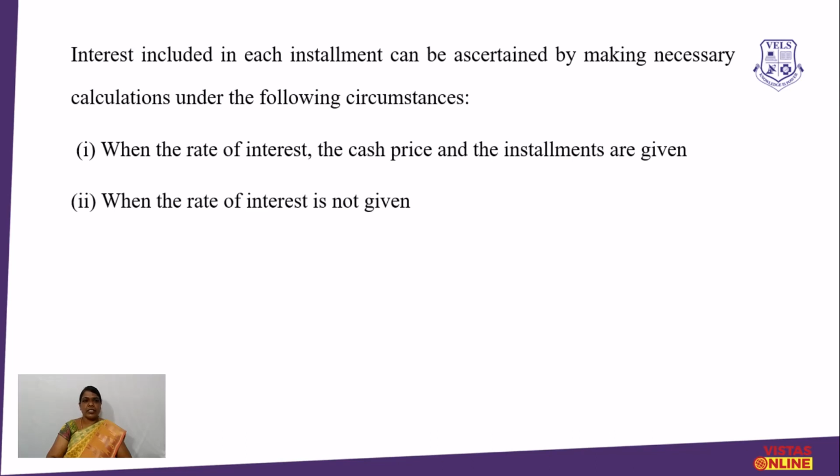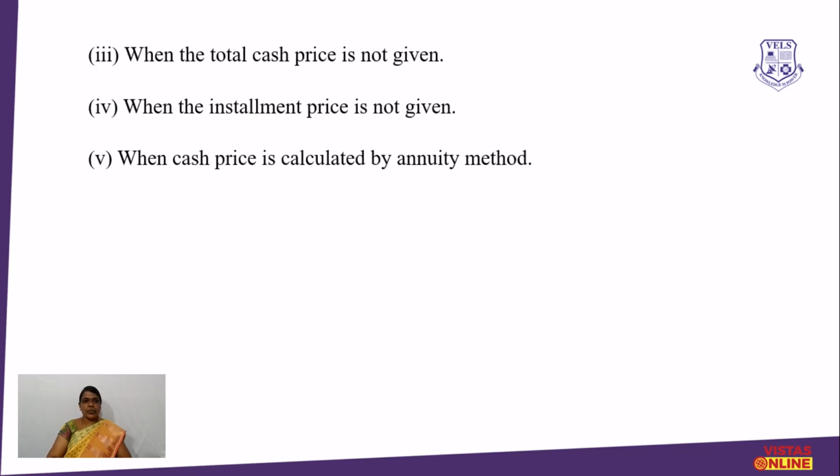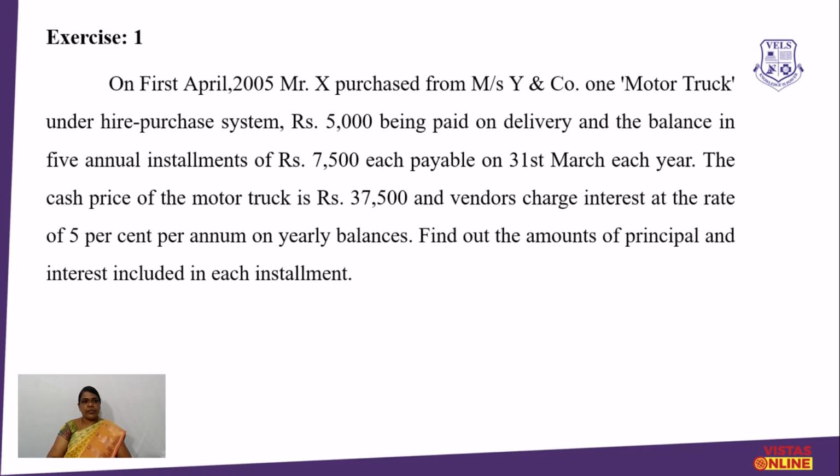The first one is when the rate of interest, the cash price and the installment are given. The second one is when the rate of interest is not given. The next point is when the total cash price is not given. The fourth point is when the installment price is not given. The last point is when cash price is calculated by the annuity method. I have given an exercise for easy understanding of the students.